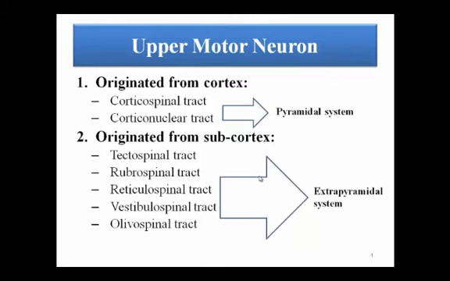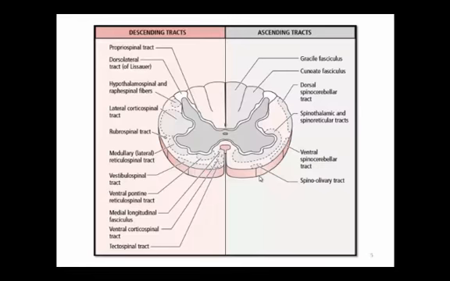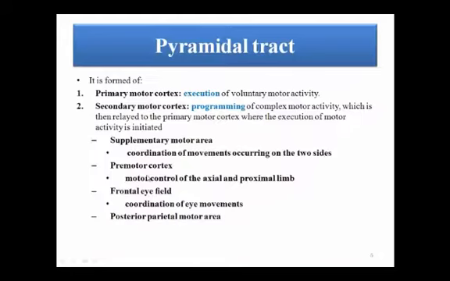Okay, and the tracts which originate from the subcortex level, that means any place except the cerebral cortex, are the tectospinal, rubrospinal, reticulospinal, vestibulospinal and olivospinal tracts, and all of them are called the extrapyramidal system. So these are the names of ascending tracts and these are the names of descending tracts.